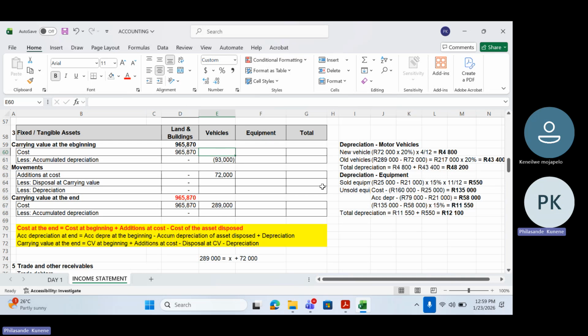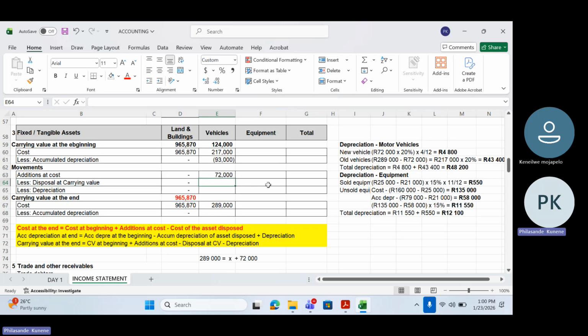So you said our A is going to be how much? 217,000 rands. Yes, 217,000 rands. I was just showing you can see how helpful the formula is. Now you know the carrying value at the beginning. 217 minus 93, how much are we getting? 124,000, because we're taking the difference between the two. We're getting 124,000, right?